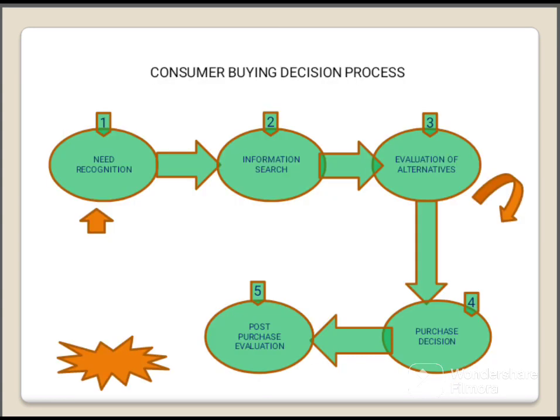Under the consumer buying process, the buying decision process is a process used by consumers in relation to the market transaction before, during, and after the purchase of the product. The consumer buying decision process comprises 5 components, which number one includes need recognition. This is the first step in the consumer buying decision process.